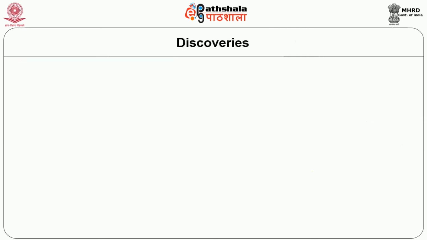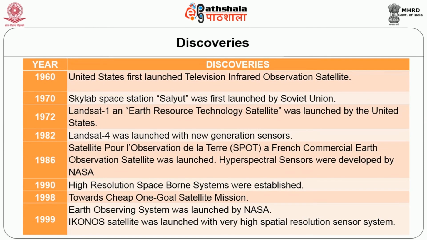These are some of the other discoveries in remote sensing technology. In 1960, the revolution of TV came into existence. Now there is a lot of technology being used by television companies and manufacturing companies. So it all started in the 1960s. In 1960, the United States first launched television infrared observation satellites. And in 1970, the Skylab-type space station called Salyut was first launched by the Soviet Union.